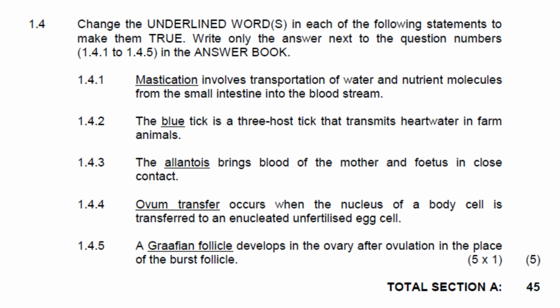The dash tick is a three-host tick that transmits heartwater in farm animals, right? And that is the bont tick, because it's the actual vector for heartwater disease, right?